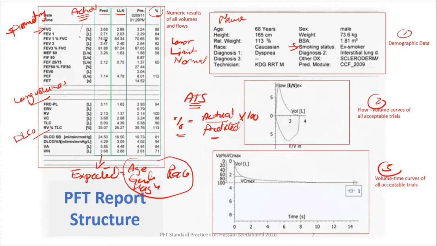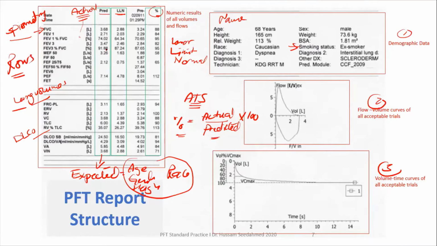So again, we have the numeric results, which consist of columns. These columns, or it can consist of rows. Rows, these are the PFT tests. So it can be spirometry values, it can be lung volumes, it can be DLCO, it can be provocation test, whatever the tests that are being performed. These are for the rows.